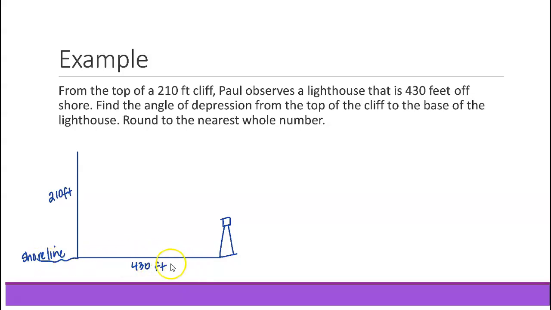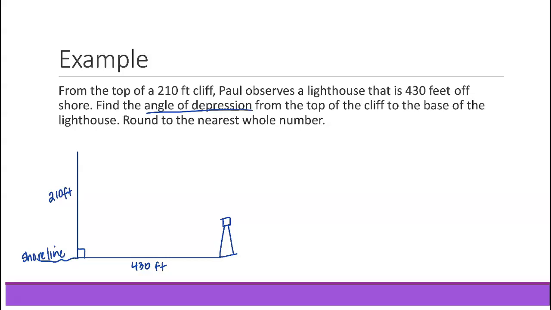So we have our 430 feet offshore here. So we can see we've created a right angle. Now the question itself is, find the angle of depression from the top of the cliff. Remember, this vertical line is our cliff. From the top of the cliff to the base of the lighthouse, round to the nearest whole number. Find the angle of depression.